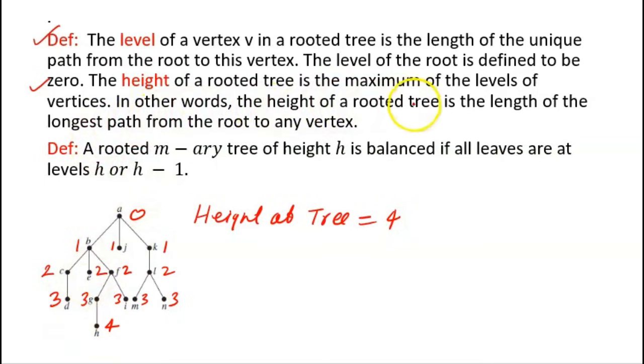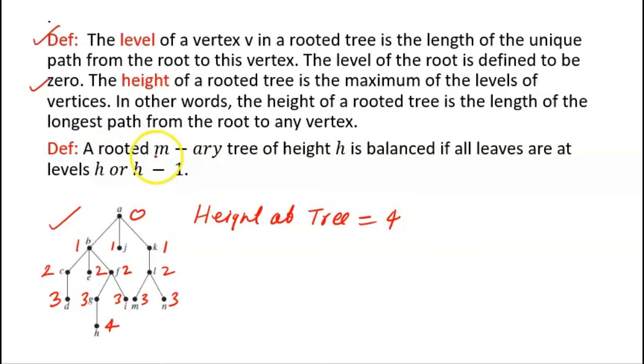In other words, the height of a tree is the length of the longest path. So the longest path is of length 4. Or you can look at this also: the height of a rooted tree is the maximum label. The maximum label of the vertices that I have assigned is 4. So the height of this tree is 4.